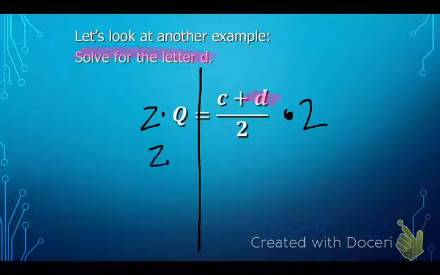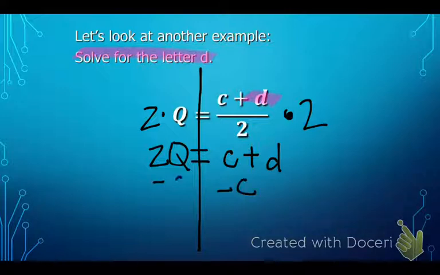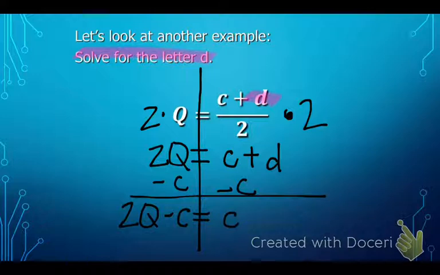So I'm left with 2q equals c plus d. Now I still don't have my d completely isolated, so I'm going to subtract c on both sides, since I was adding that before. So I'm left with 2q minus c is equal to d. I can't simplify that any further, so I can just leave my equation like that. Easy enough, right?